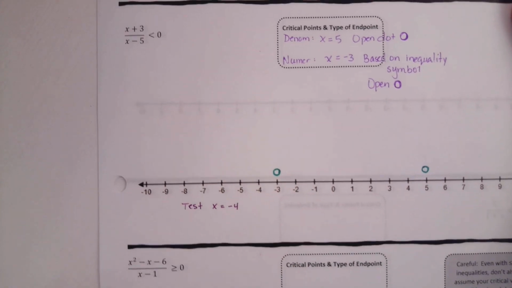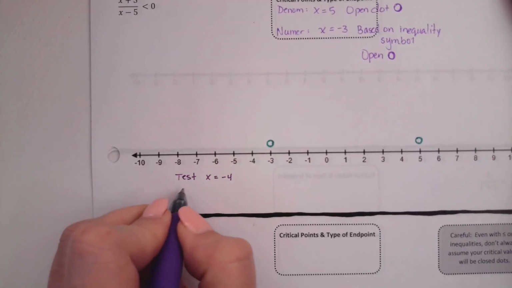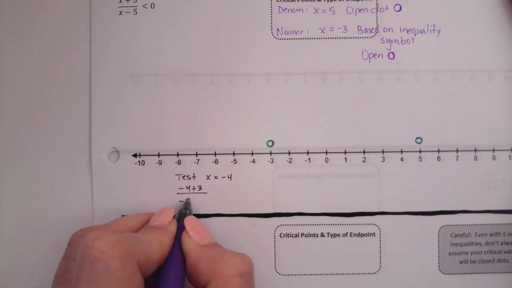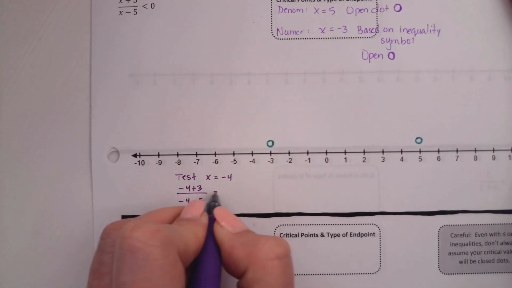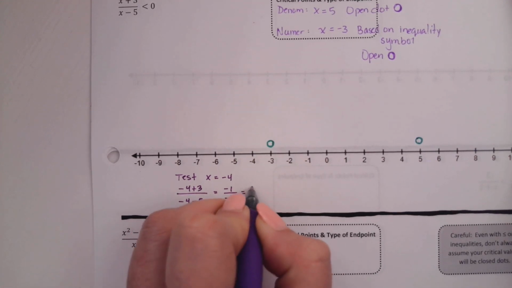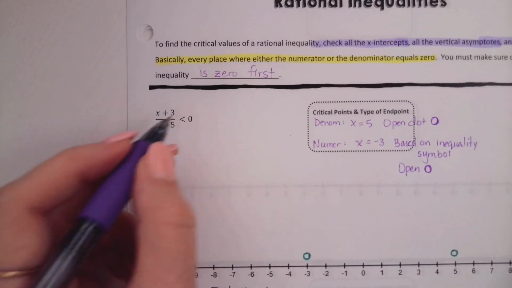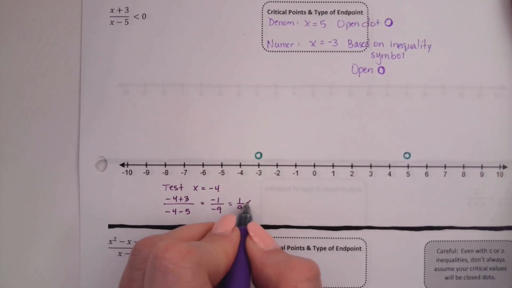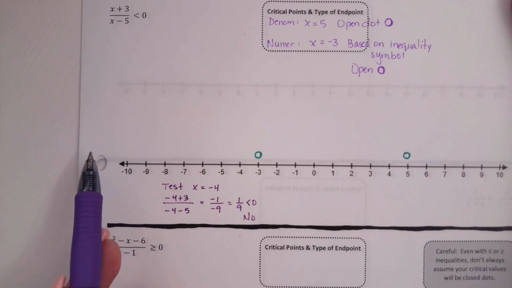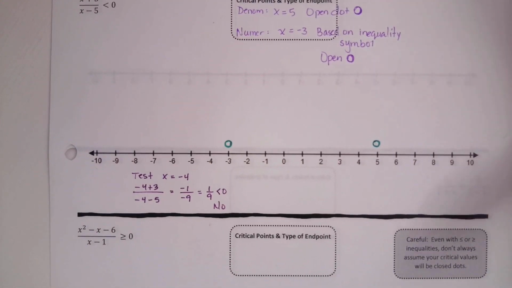So on the numerator, I'll have -4 plus 3. And on the denominator, I'll have -4 minus 5, which would be a -1 over a -9, which is a 1/9. Is 1/9 less than 0? No. Okay, so we're not going to have solutions to the left of -3. And then we'll check a number that's in the middle.